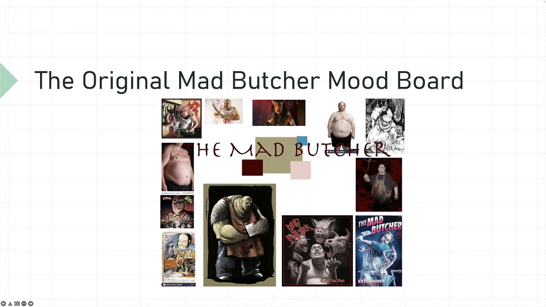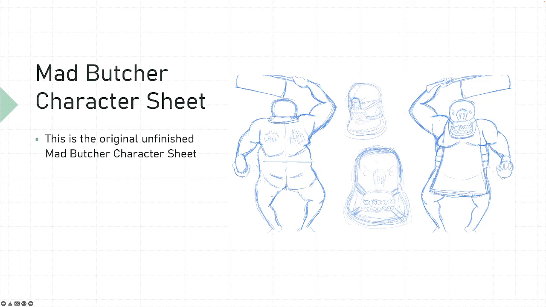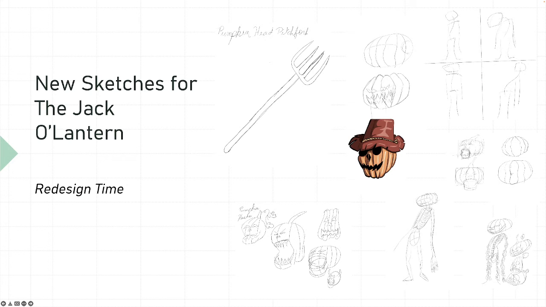The original Mad Butcher mood board shows the direction I was taking that part of the project at the time, color scheme as well as sort of a body type and accessories. And here's the original character sheet, which once again is rough, not a lot of development. It's missing some of the kind of details that make the character shine. The scale's off, it's falling off the page. So I wanted to take it and really work in depth into this character. So I did some new sketches.